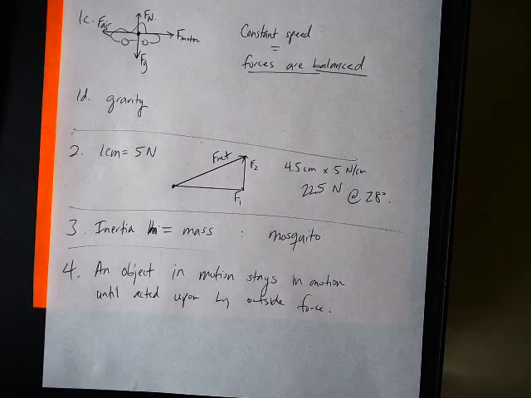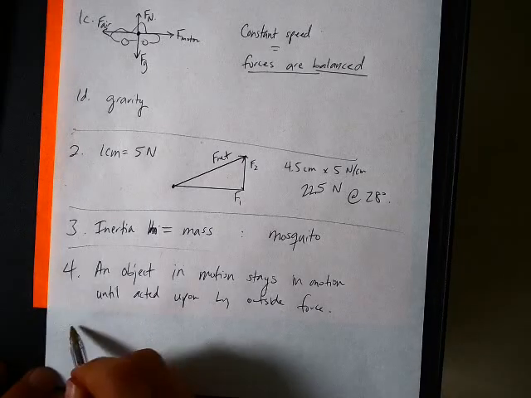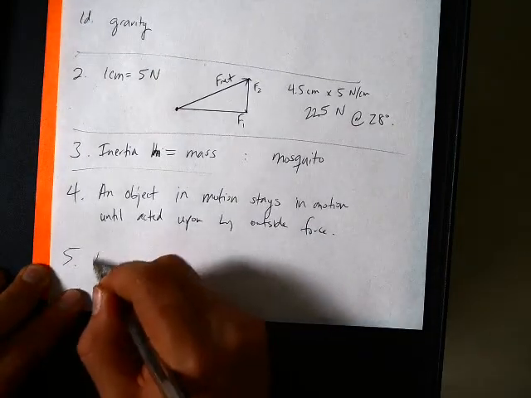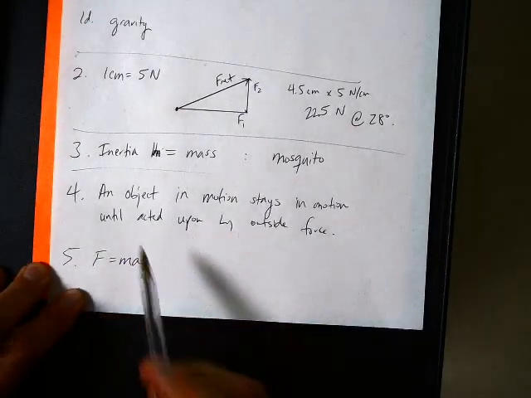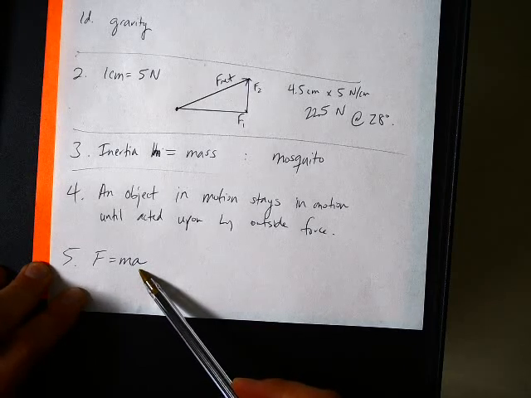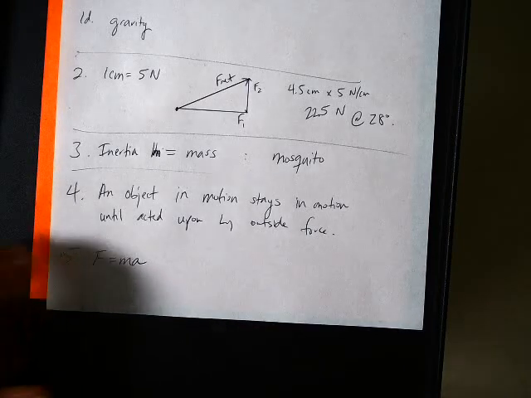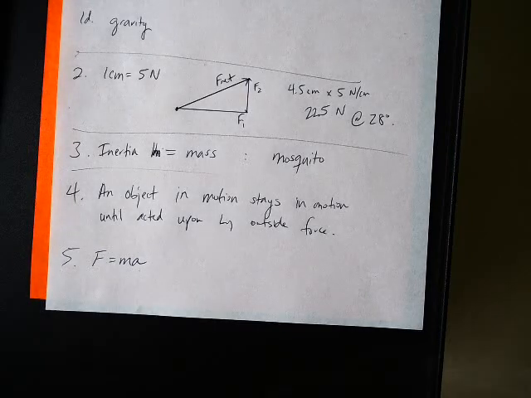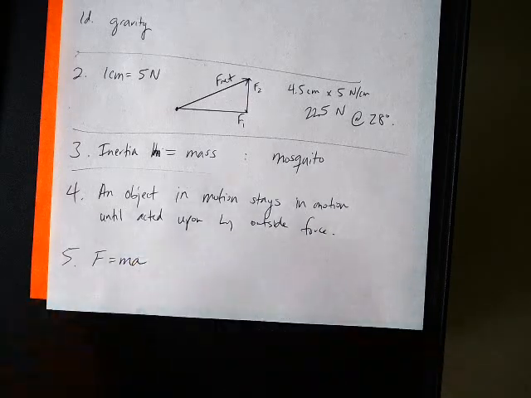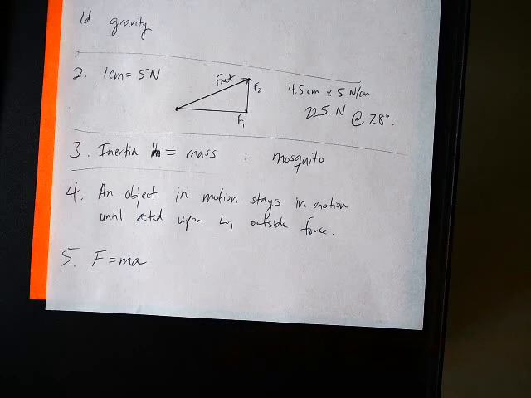Number 5, Newton's second law. What is Newton's second law? Newton's second law is generally remembered by the formula F equals ma. It shows that the amount of acceleration that something has is proportional to how much force you give it. So if you give it more force, then the acceleration is going to be more. Likewise, it's inversely proportional to mass. And so if there is a lot of mass with the same amount of force, it's not going to accelerate as much.